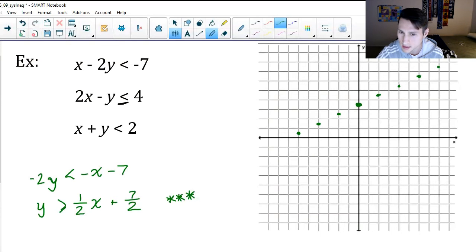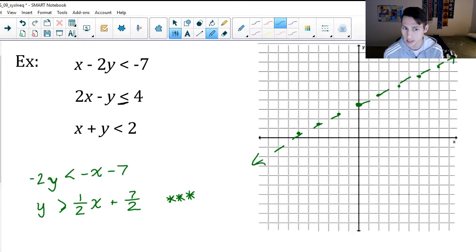All right, so I have some dots set up. You can do as many as you want. The more the better, just so it gives us a better idea of where the line is. And since it is strictly greater than, we're going to make a dashed line. All right, that's just graphing inequalities 101. And I'm not going to shade just yet.